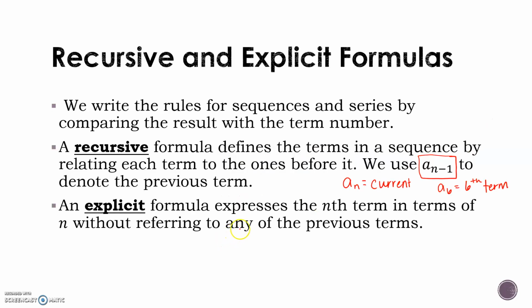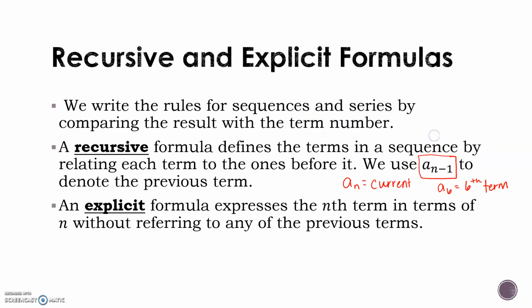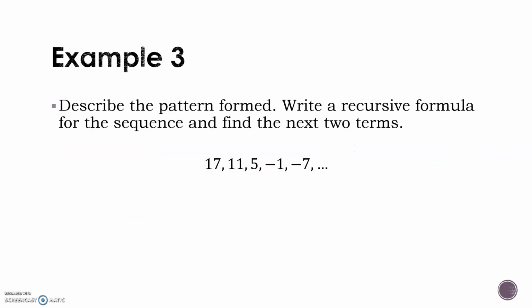An explicit formula expresses the nth term in terms of n without referring to any of the previous terms. So this is where we think about the first term, the second term, the third term, the fourth term, and we say, what is the value of the fourth term? The formula is not going to rely on the previous term. It's going to just use the value of the term number and get the result. And we're going to look at an example of each of these.